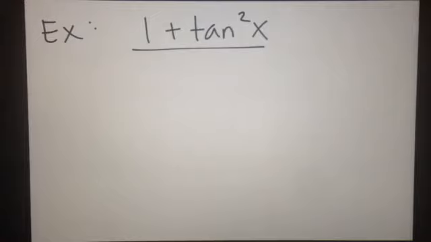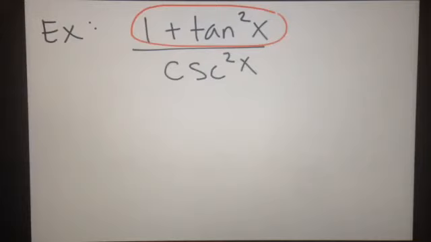So this example is going to start off as 1 plus tangent squared, and we're using x's this time. So tangent squared x divided by cosecant squared x. And so I'm just going to look at the top, and I can see that on the top, 1 plus tangent squared x is actually using one of those Pythagorean identities. And so the top of this I could rewrite as secant squared x.